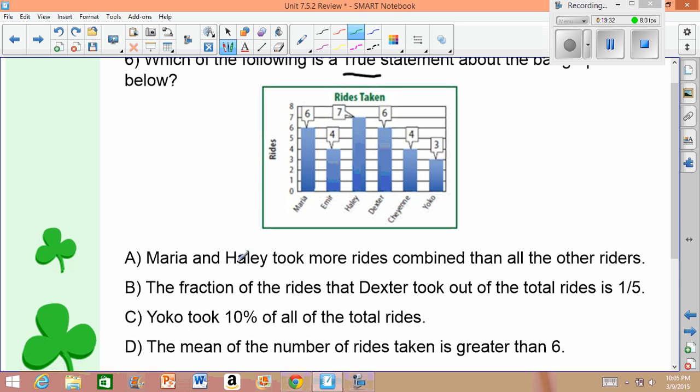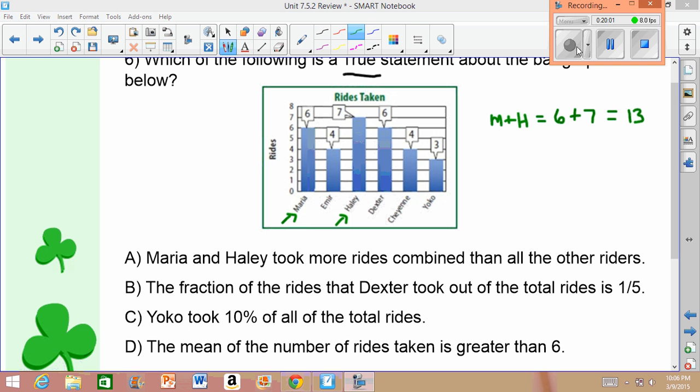So A says Maria and Haley took more rides combined than all of the other riders. So we're going to start with looking at Haley and Maria. So we're looking at Maria plus Haley, and that's going to be equal to 6 for Maria plus Haley's 7 for a total of 13. So we know there's 13 when we added them together. But the statement says that they took more rides combined than all of the other riders.